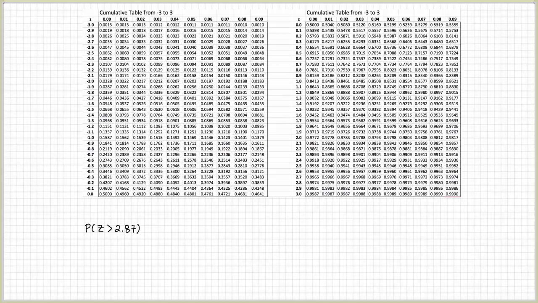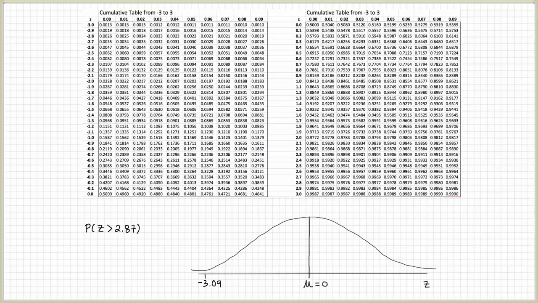So I'm going to do the probability of z is greater than 2.87. And what I want to do is create a standard normal, and that's going to help me understand the table better. So let's draw the standard normal with a population mean of 0 and a population standard deviation of 1. Okay, let's look for 2.87. Where's that located in our standard normal curve? Well, it's going to be to the right of 0. So, okay, let me write it down, 2.87.